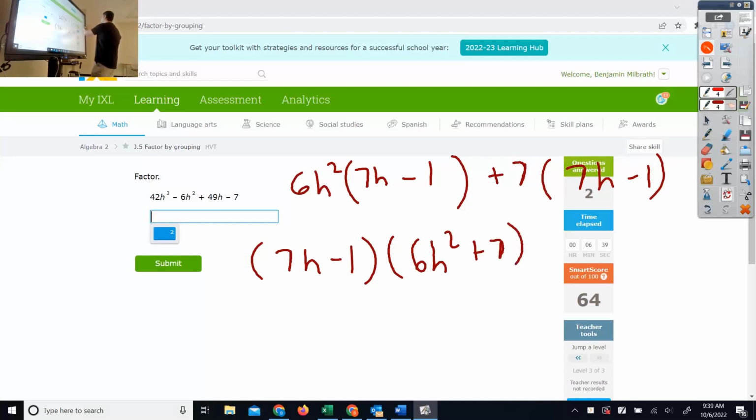A lot of kids really struggle with that. It's just how it works. 7h minus 1, 6h squared plus 7.